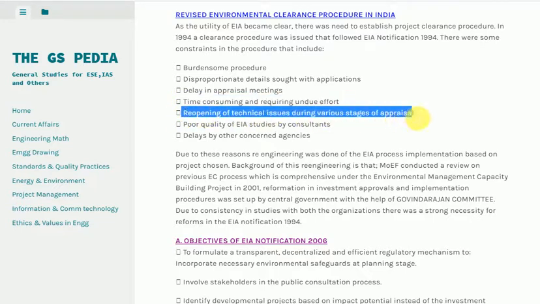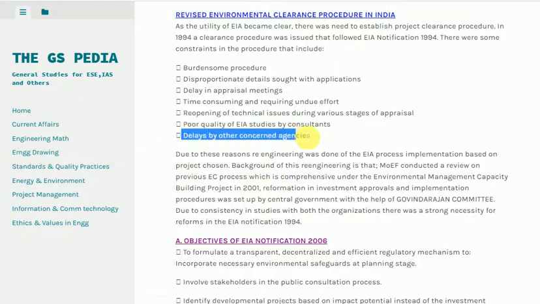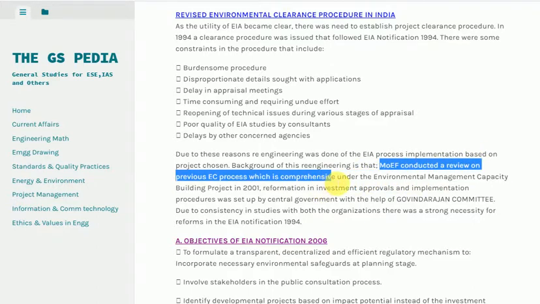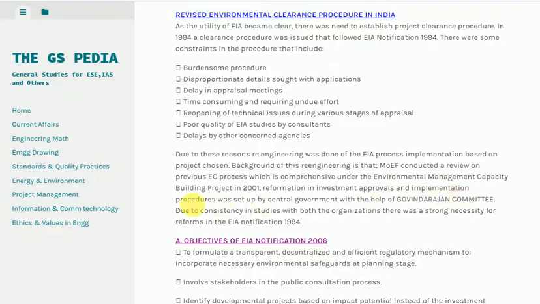Due to these reasons, re-engineering was done of the ESE process implementation based on project chosen. Background of this re-engineering is that MEF conducted a review on previous ESE process which is comprehensive under the Environmental Management Capacity Building Project in 2001. Reformation in investment approvals and implementation procedures was set up by central government with the help of Govindarajan Committee. Due to inconsistency in studies with both the organizations, there was a strong necessity for reforms in the ESE notification 1994.